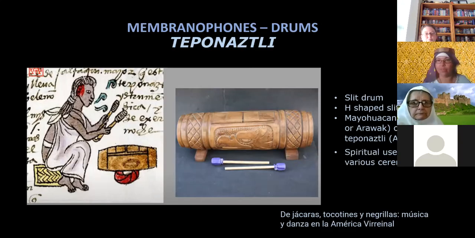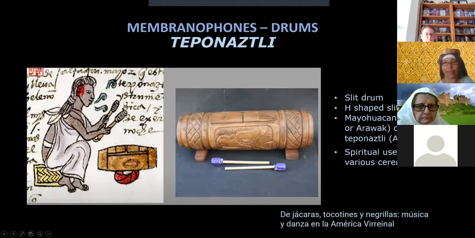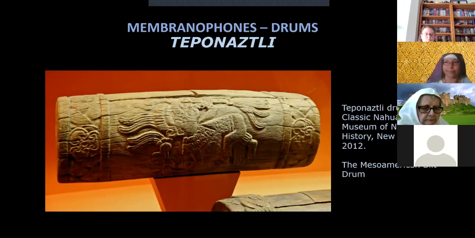Here we have examples of the teponaztli. So they would have an H-shaped slit, and it was called mayohuacan in Taino or a teponaztli in Aztec. And they say that it has spiritual uses for various ceremonies. So we have here an example taken from one of the codexes and an example of a current drum. This example was taken from the Museum of Natural History.